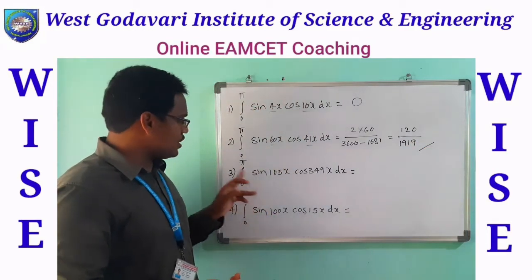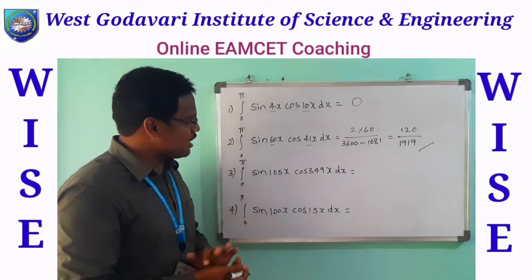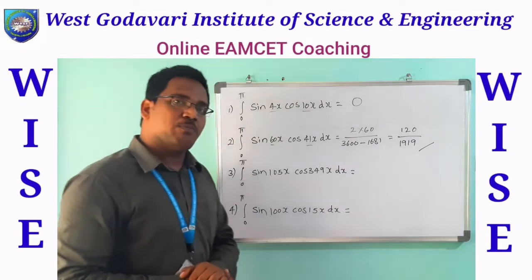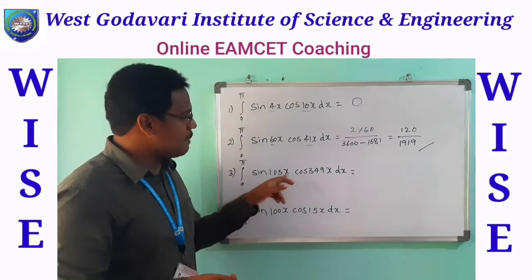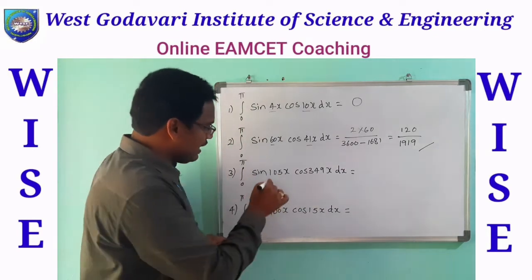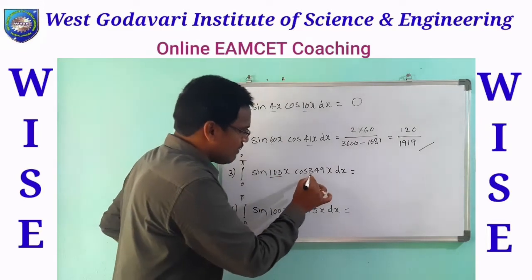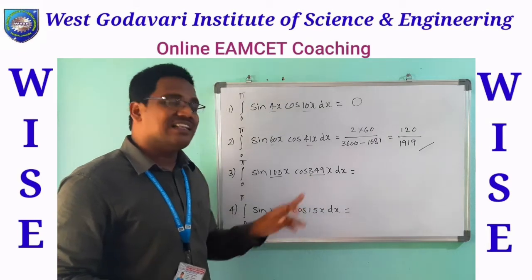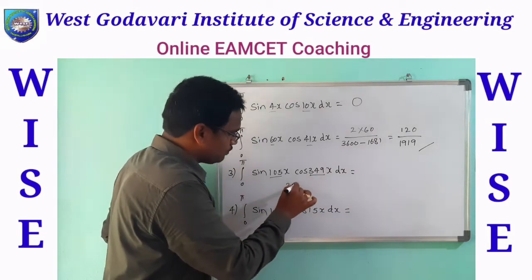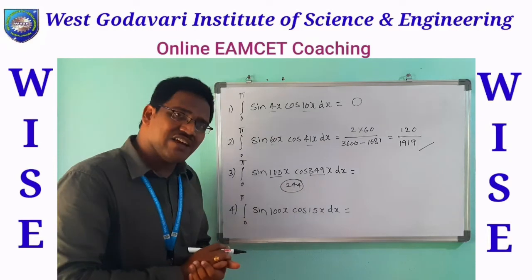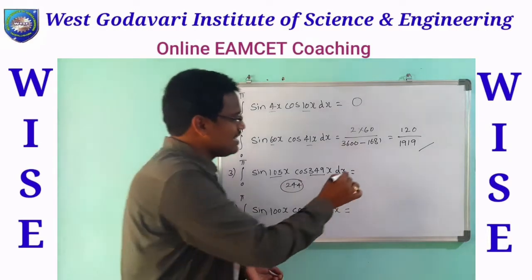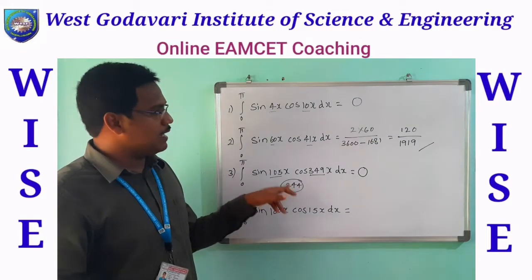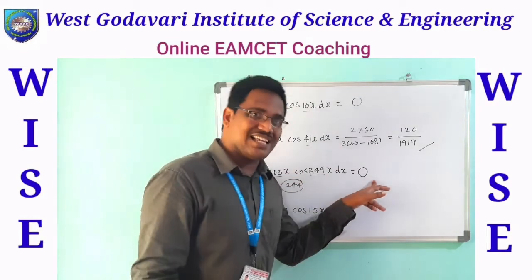Now see another question, integral 0 to pi sin 105x into cos 349x dx. Let us compare the a value and b value. Here the value of a is 105 and the value of b is 349. So 105 minus 349 is minus 244. 244 is an even number, so definitely the result is 0. If it is an odd number, the result will change.